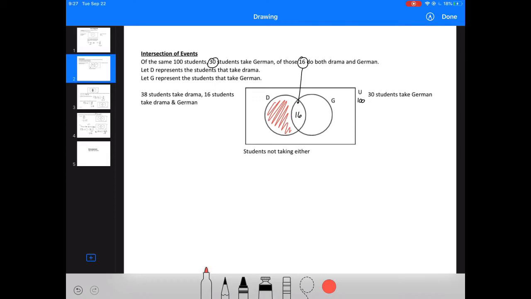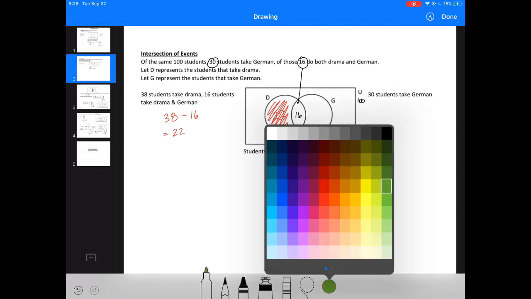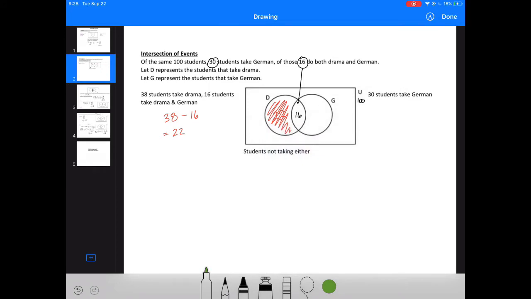In order to find out this orange section, what we're going to do is start with the students that take drama, that would be the whole circle, and we're going to take away the intersection. So we're going to get the 22, just take drama. Then we're going to do the same thing for the other side here.